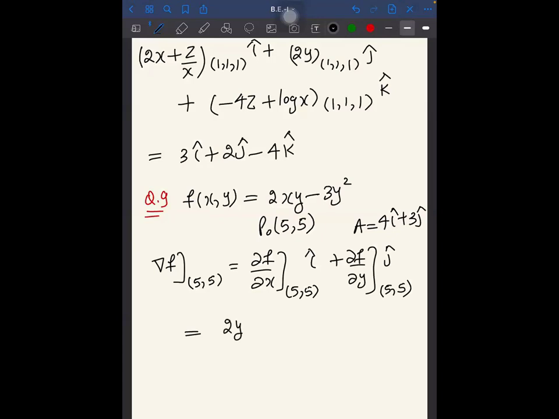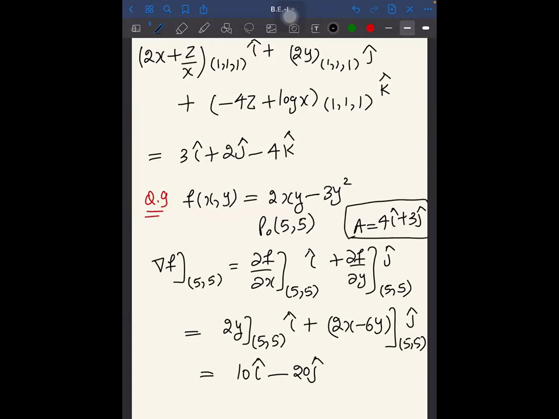So curly f upon curly x is what? 2y, right? And curly f upon curly y is what? 2x minus 6y at (5, 5). So this becomes 10i minus 20j. Okay. So now we need to find out the unit vector in this direction. True? So what is the unit vector in this direction? Let's calculate that, u.